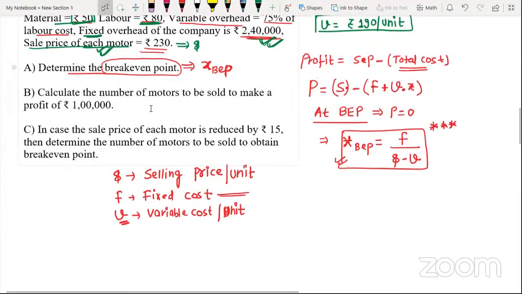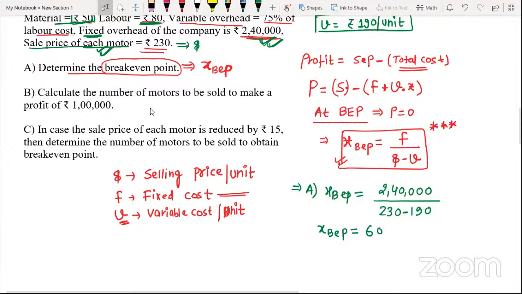So from this formula, XBP will be F, which is 2 lakh 40,000, upon small s, which is 230, minus small v, which is 190. So from here you can find the break even point. The break even point is going to be 6,000 units. So this is the answer of part A. Very simple question. Directly you have to use the formula only. You have to find the variable cost.